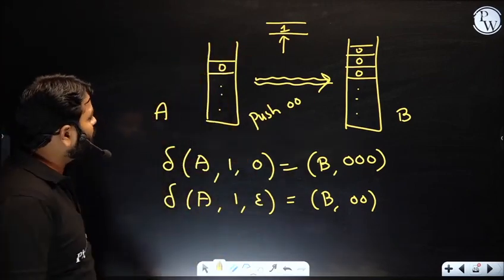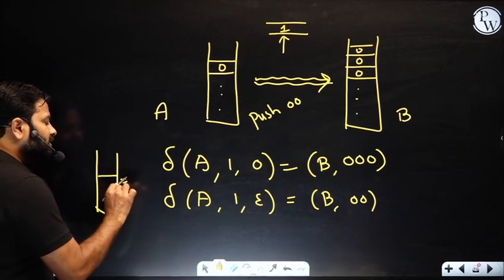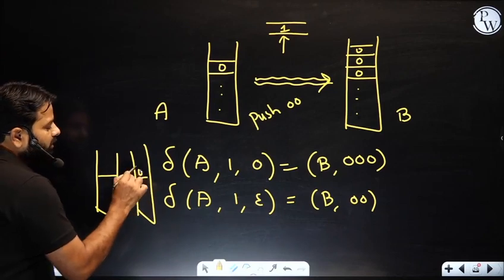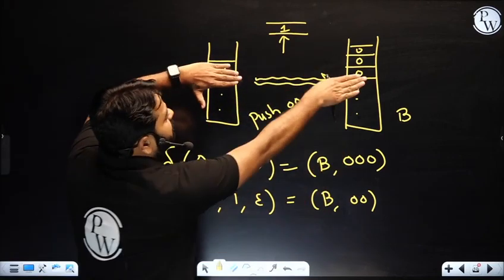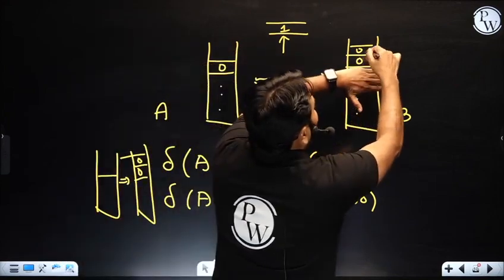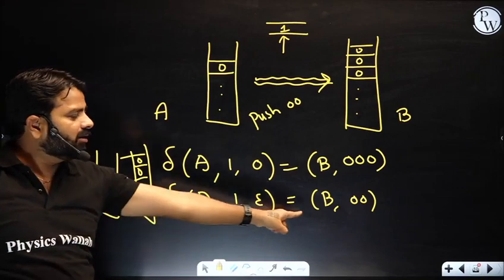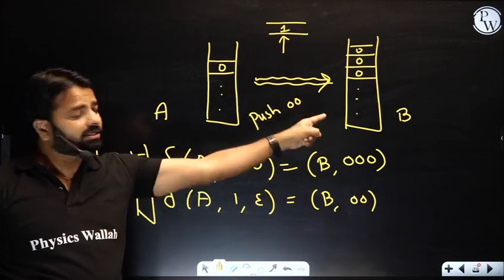So how do you understand this? Here somebody is there, here nobody is there, and after some time you got two zeros here. Obviously, this is almost the same when you don't consider this zero. So I don't have anybody here. Now I'm going to push double zero here. That's all the difference, but both are going to do the same job.